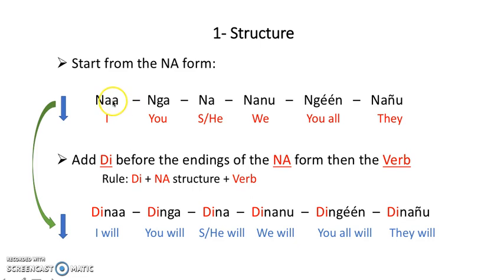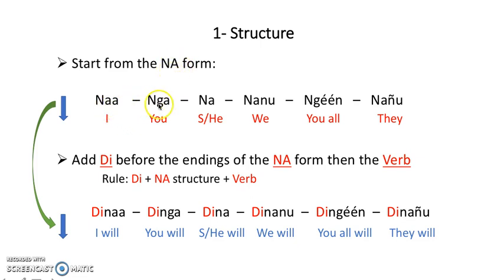So in the na form, you have na, nga, na, nanu, ngeen, nanyu. These don't necessarily mean I, you, or they per se, but they have in them the meaning of a subject referring to the na form. If you shift forms, it's going to be different. That's why I want to be very specific and clear about this.